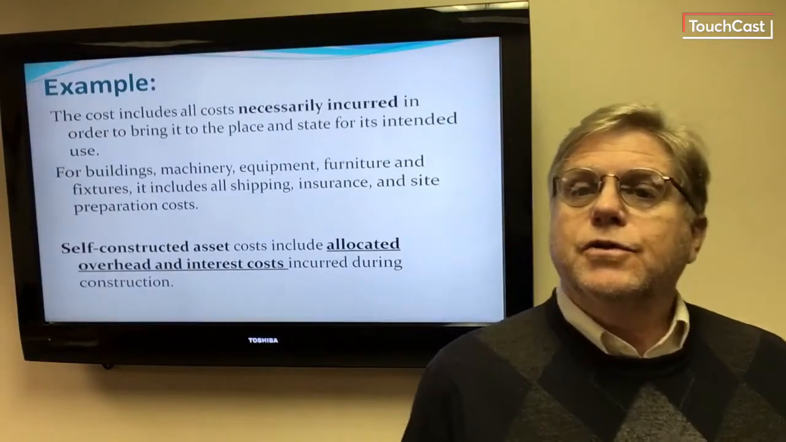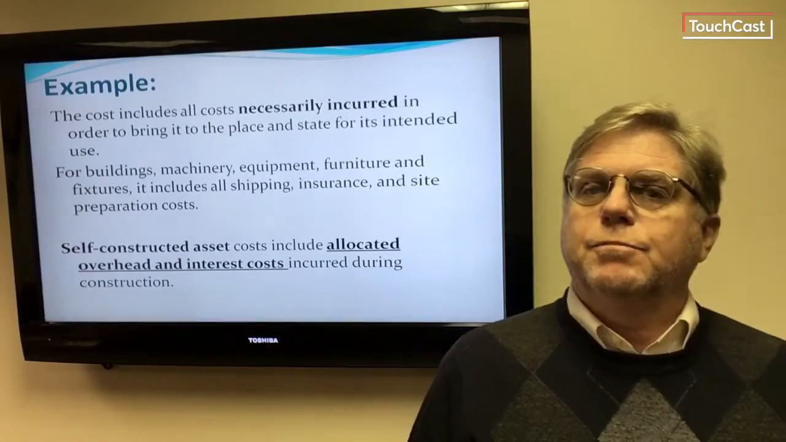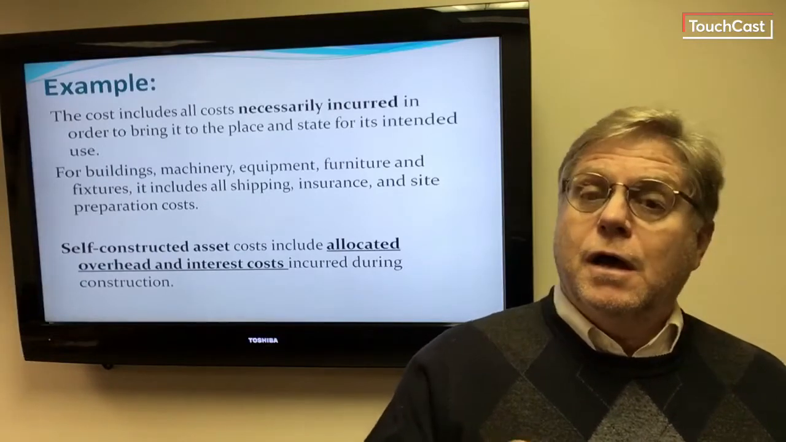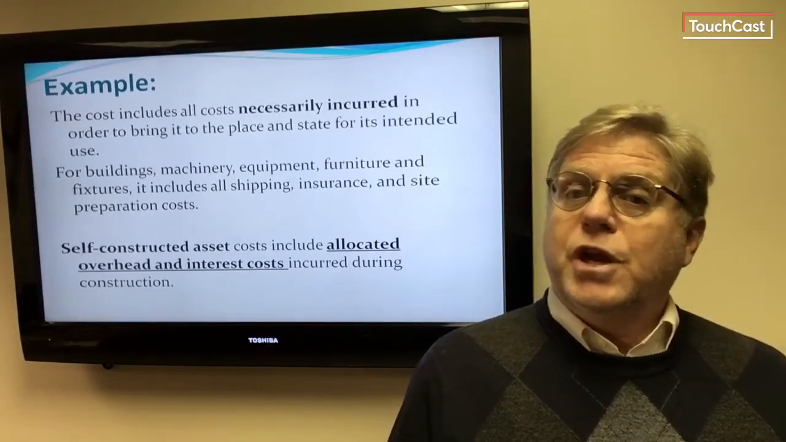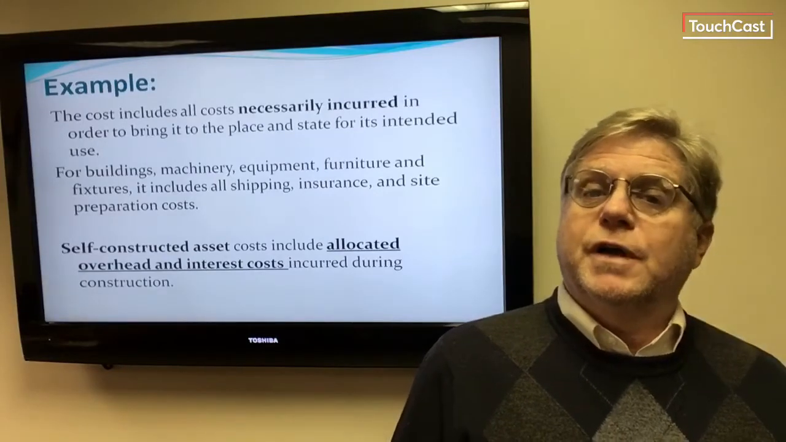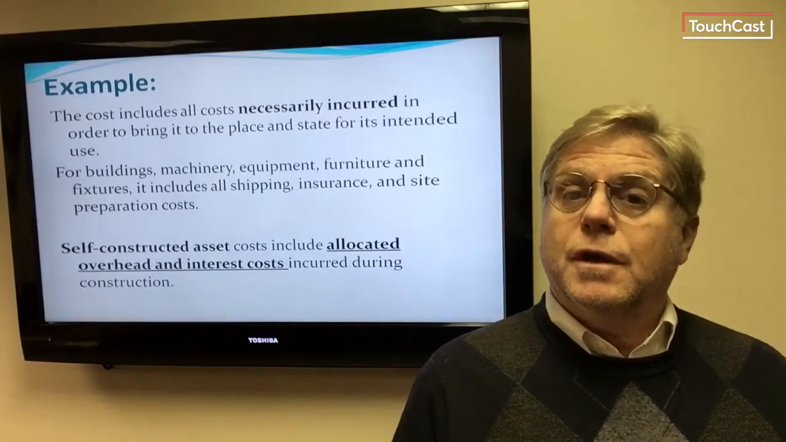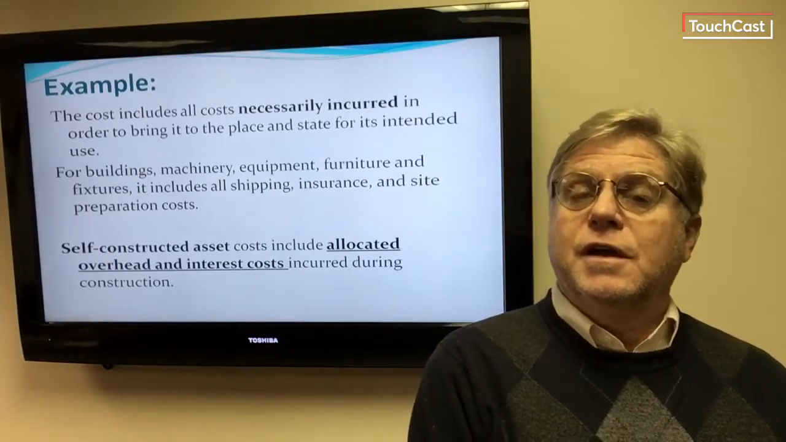So those costs include all costs necessarily incurred in order to bring that asset to the place and to the state for its intended purposes, that is, for the purpose for which we have intended to use it. For buildings, machinery, equipment, furniture, fixtures, it also includes things like shipping, insurance during shipment, site preparation cost, installation costs, and all of those kinds of things.